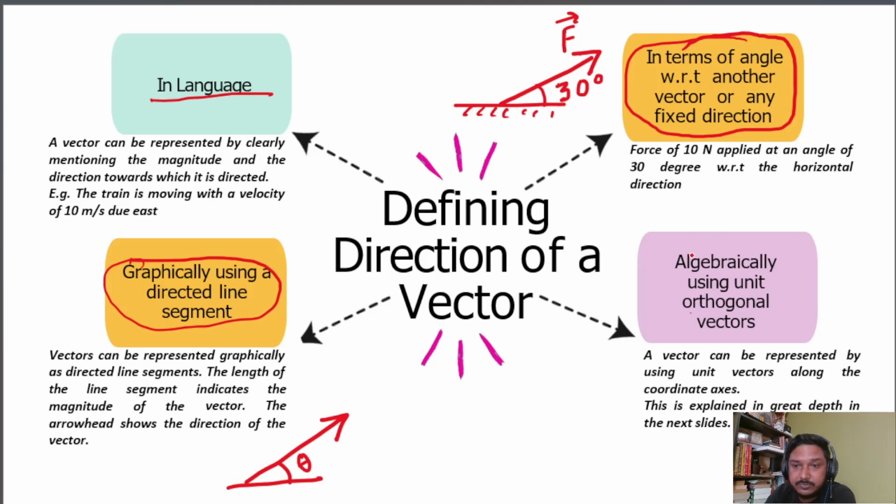Now the fourth one, which is the most important one, is algebraically by using unit orthogonal vectors. Unit orthogonal vectors are massive things. Just with some symbols we can explain the magnitude and the direction both. This is a unique way of representing a vector. Now this is explained in great depth in the next slides.